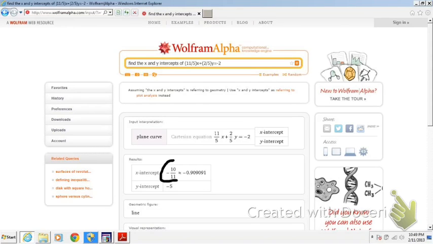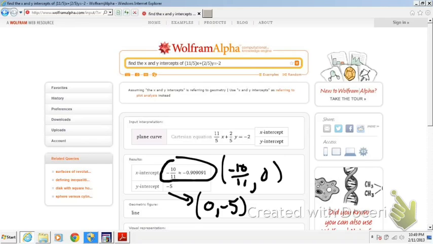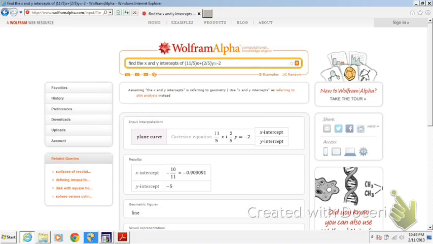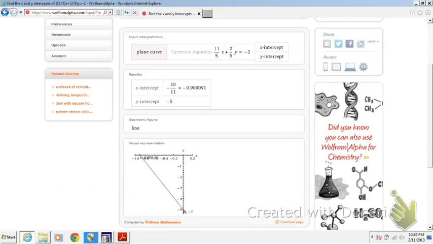So it's claiming indeed that the x-intercept is at -10/11, 0, and that the y-intercept is indeed at 0, -5. So it's verifying what we knew to be true. Okay, nice to see. And I think it even gives you the visual interpretation. Let me see here. If I page down, there it is.